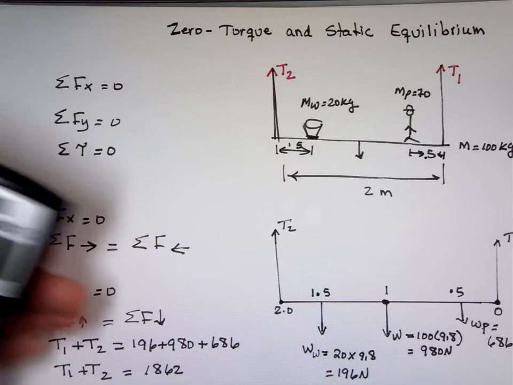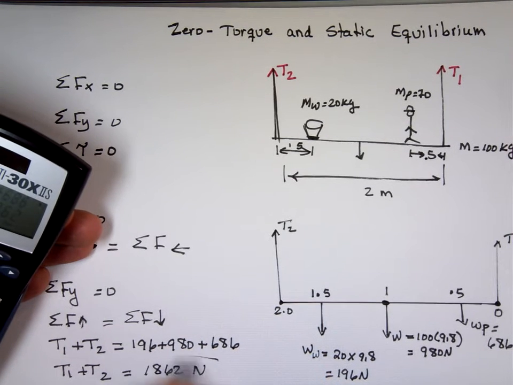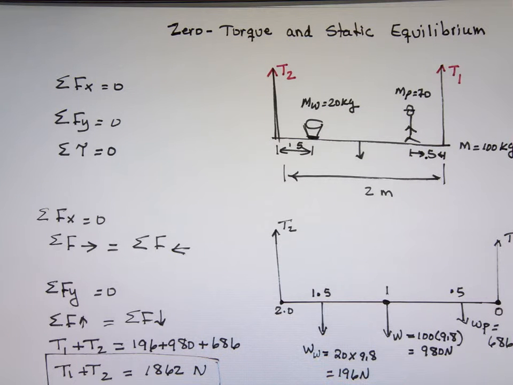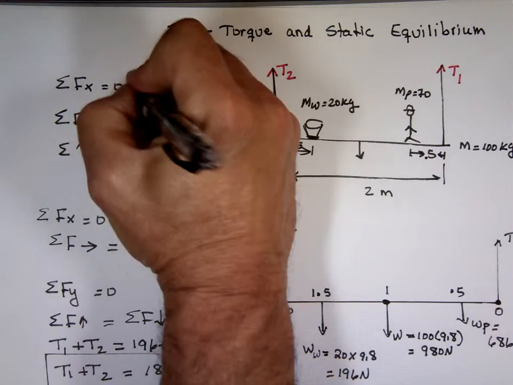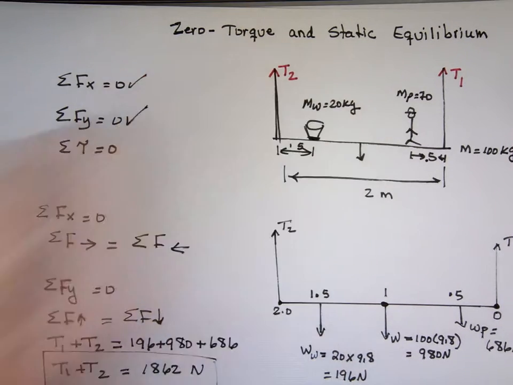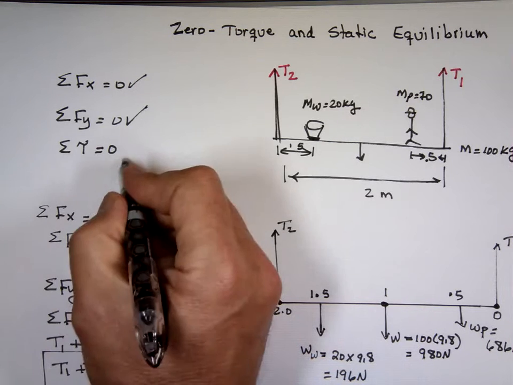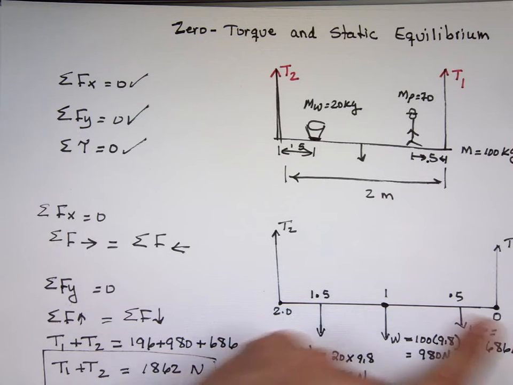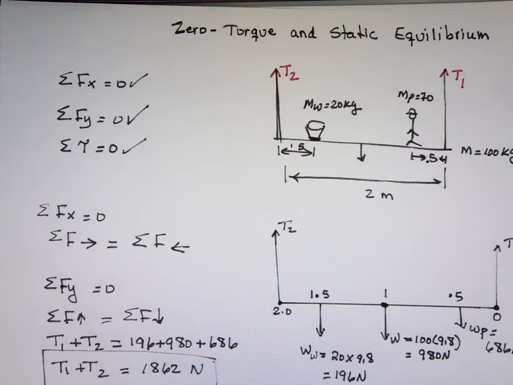(1862 Newton). So notice there is one equation by how many unknowns? 2. I need another equation with 1 or 2 unknowns in it. So I use this one. What's left? The torque. Let me do the torque. And again, you can pick any point for the torque. Any point on that beam, if nothing is spinning, the sum of the torque has to be 0.